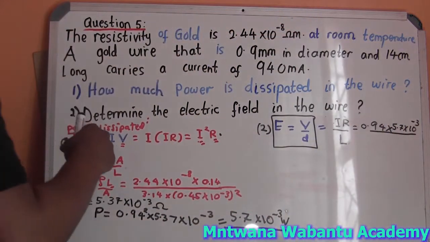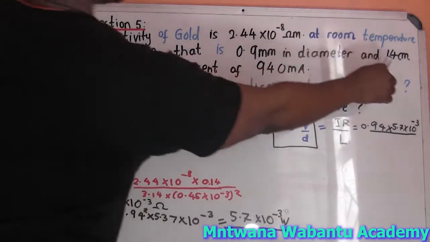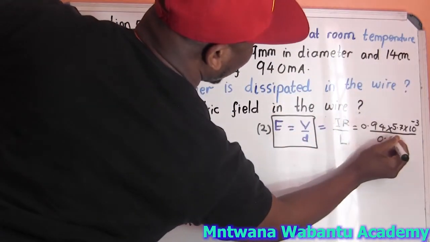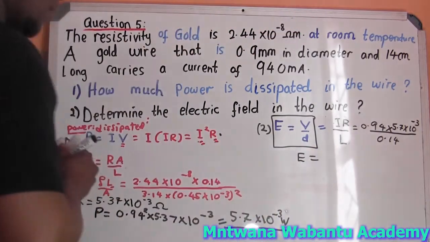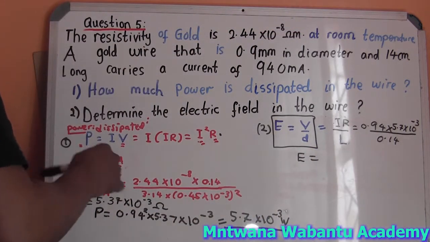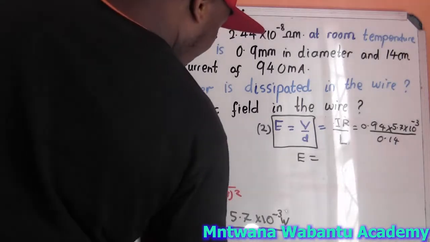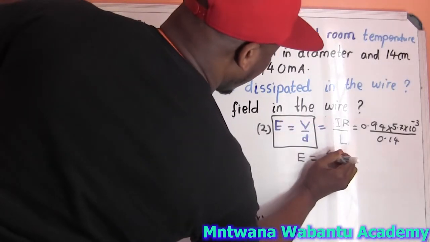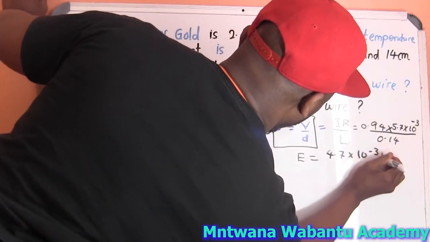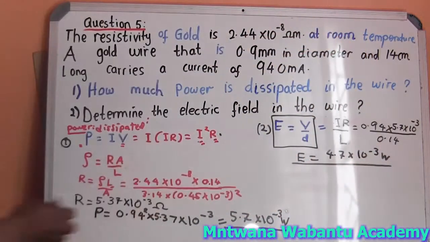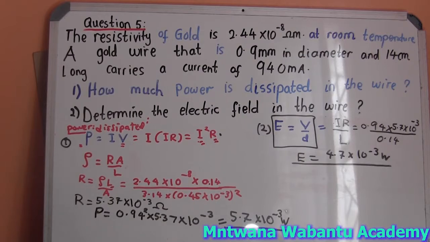The length is equal to, divided by 100, 0.14. So this is going to give us the electric field. What is our electric field? Our electric field for this case is equal to 4.7 times 10 power negative 3 watt. So this is our electric field that you're looking for.